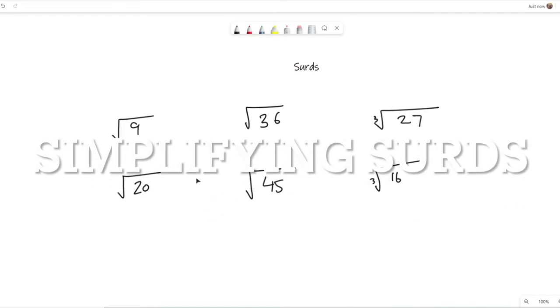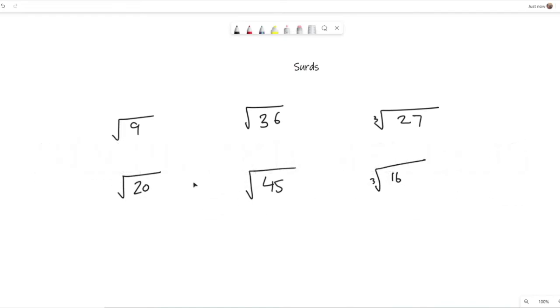So today's video is about surds. Before we go for simplifying surds, we should know what surds are. So let's see all these numbers under roots. Some are square roots, some are cube roots. So let's say 9. It's a perfect square number, so the square root of 9 will be 3, because 3 times 3 is 9, and so that we can solve it. So this is not a surd.